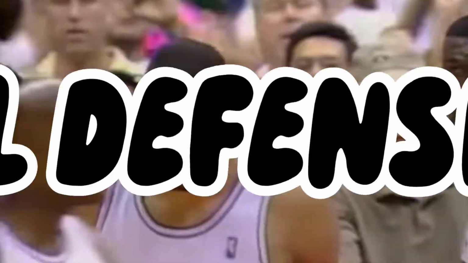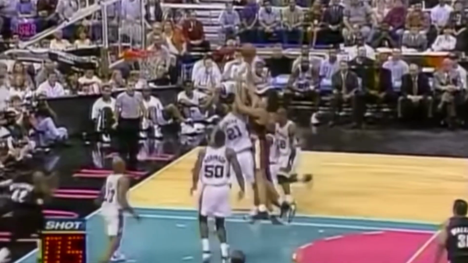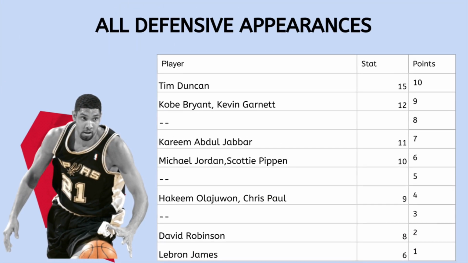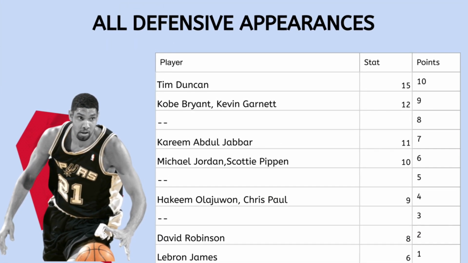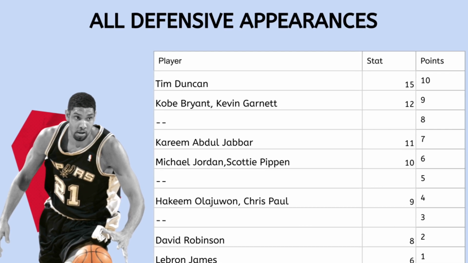Now we're going to look at all defensive team selections. I chose this over just steals and blocks because there's so much more to defense than just those two things. At first place is Tim Duncan with an astonishing 15 selections. Kobe and KG finish at second with 12.